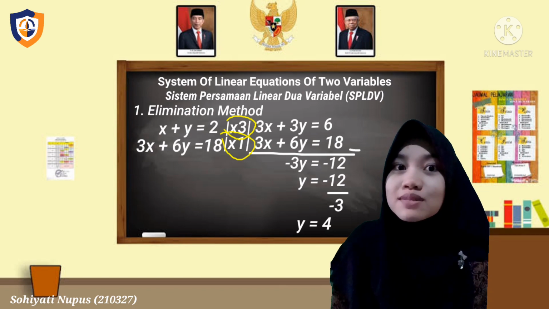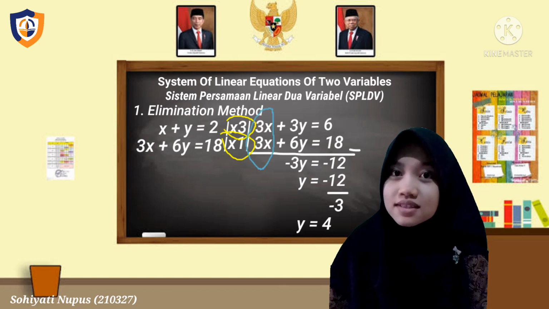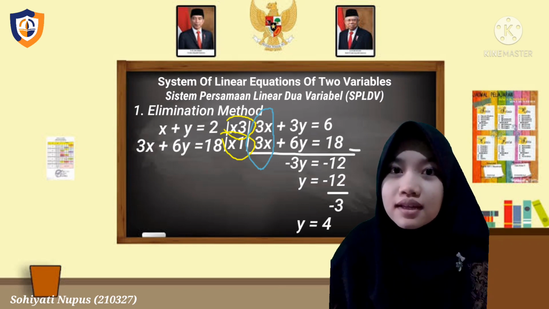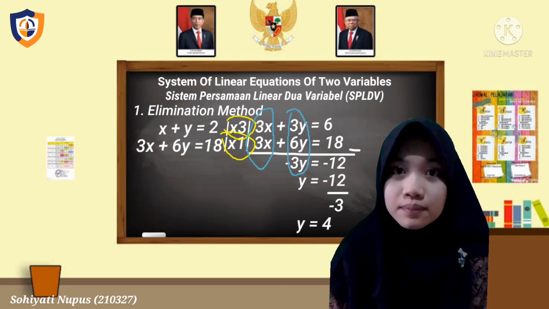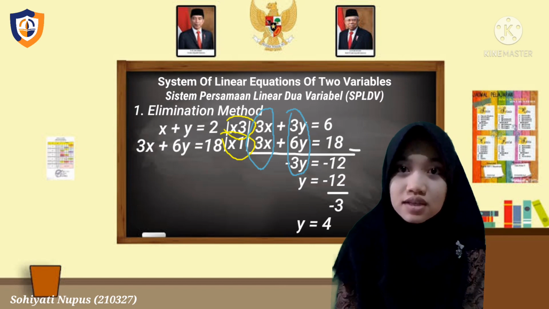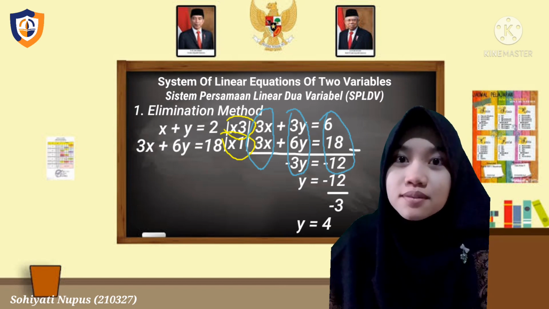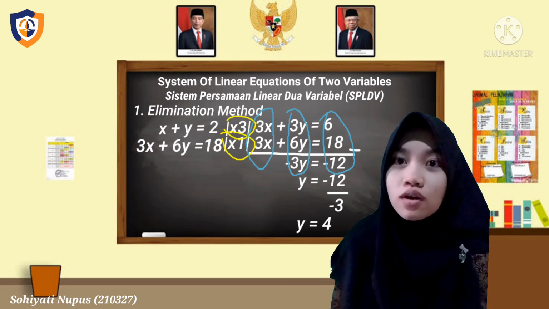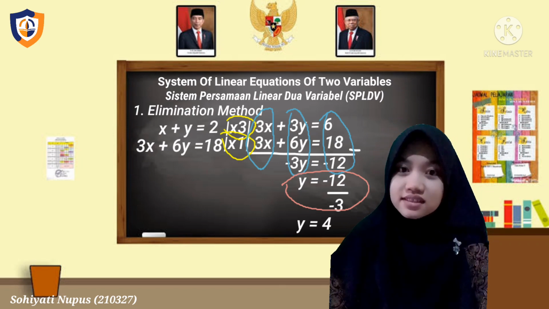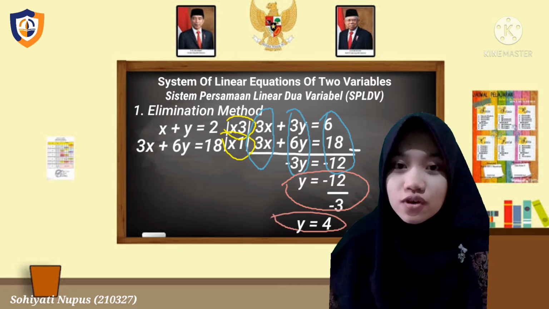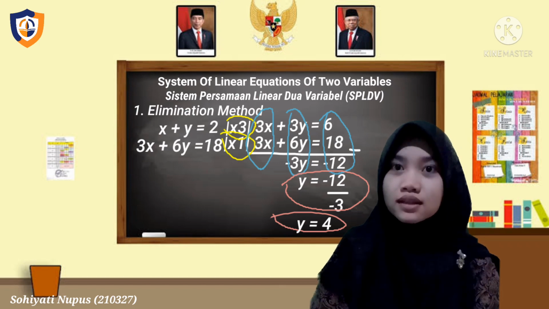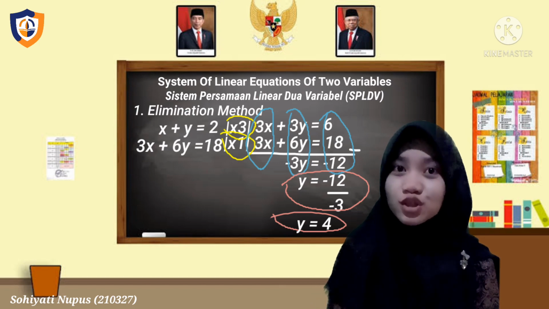by subtracting: 3x minus 3x equals 0, which is eliminated. Then 3y minus 6y equals minus 3y. 6 minus 18 equals minus 12. So y equals minus 12 divided by minus 3, which gives y equals 4. This is the first way to determine the variable y using the elimination method.